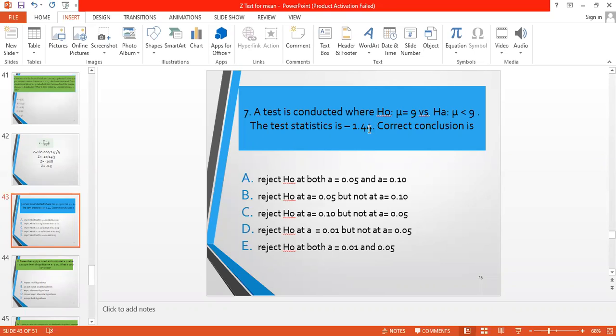Minus 1.44 is our test statistic. Option C is the correct one, because we reject the null hypothesis at 0.10 but not at 0.05, because this p-value is less than 0.10 but not less than 0.05.